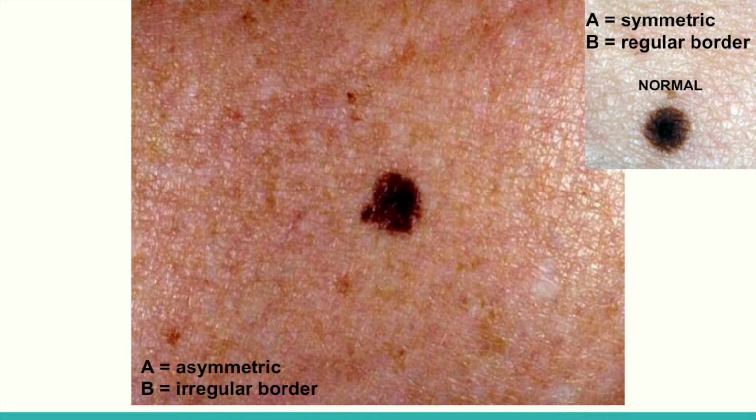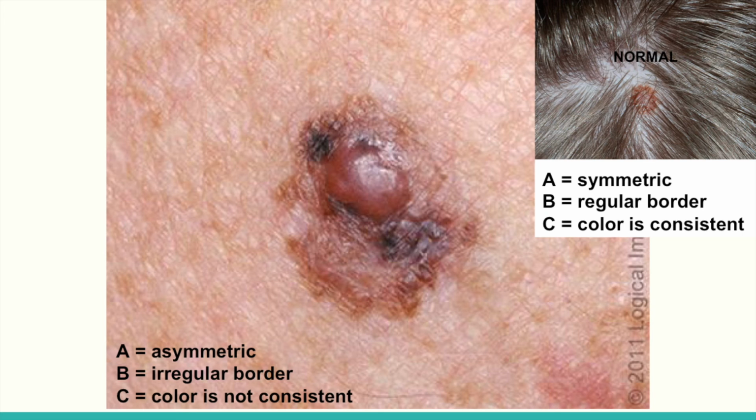In comparison, the picture that's in the top right, if you drew a line through it, we can easily fold this over on top of each other, and it has a regular border. Another picture of melanoma in the larger picture, you can see variation in color. The border is not regular, it's asymmetrical. In comparison to the normal picture in the top right, again, we have symmetry, we have a regular border, and the color is consistent throughout the lesion.